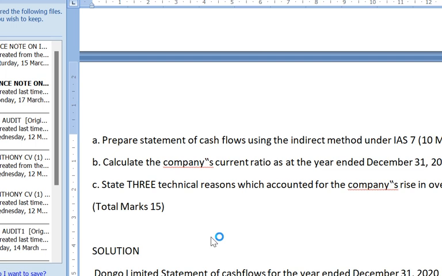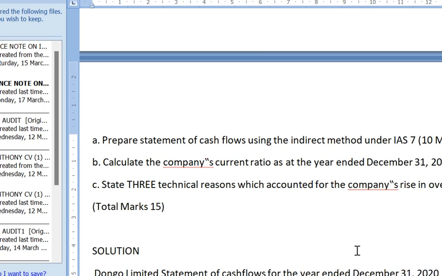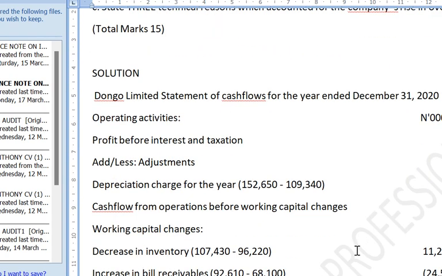Like I said earlier, the first thing first we're going to start with, once you see an indirect method, is profit before tax or profit before interest and tax. Now, we can use the profit before interest and tax. And how do we do it? All that we need to do is as follows.